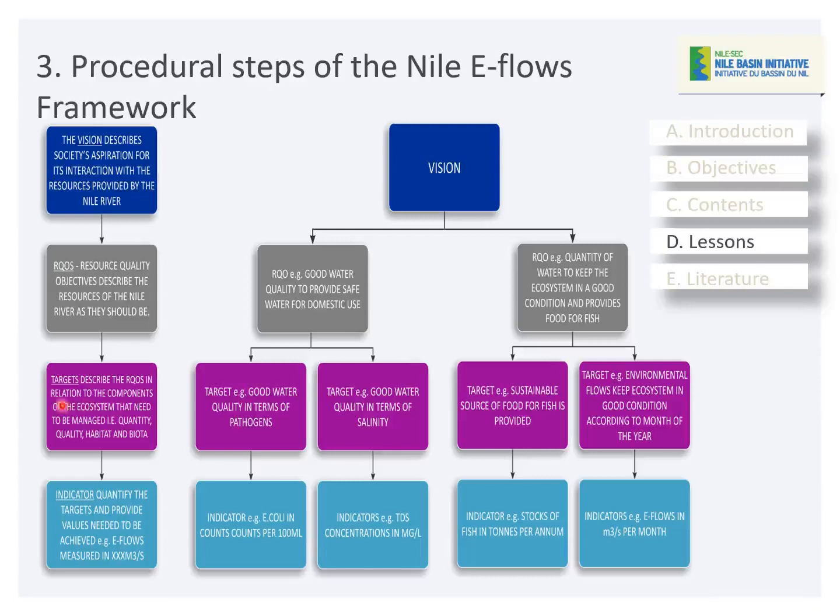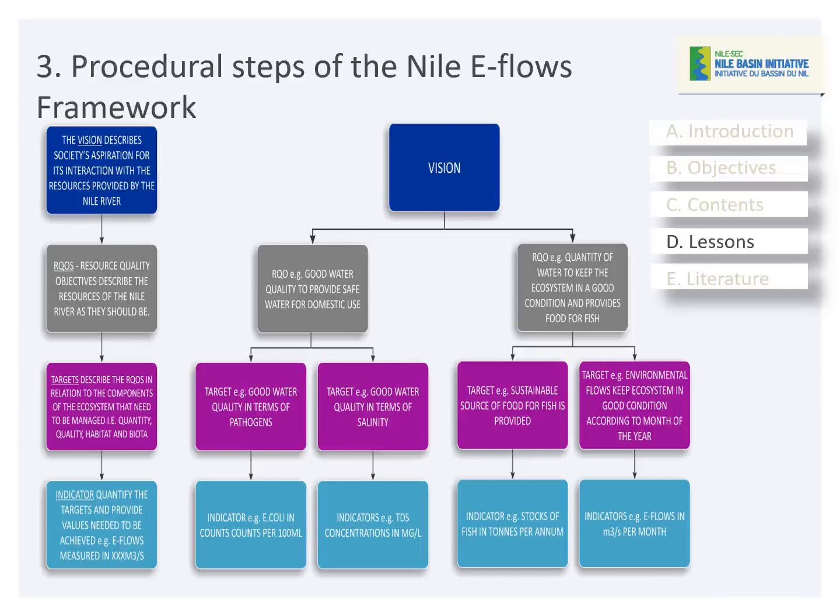The targets that are established, described in RQOs, relate to the components of the ecosystem that need to be managed, i.e. quantity, quality, habitat, and biota, as I've suggested. So if you're looking for good water quality to provide safe water, the targets would be to ensure that the water quality is suitable in terms of pathogens, and also in the context of salinity. You would have these different targets that you could measure to ensure that you would be able to provide these RQOs that would then meet the vision.